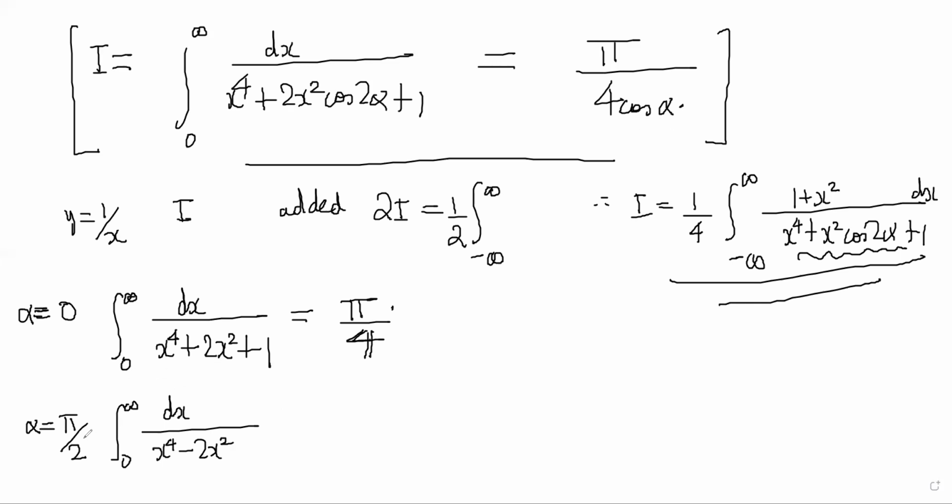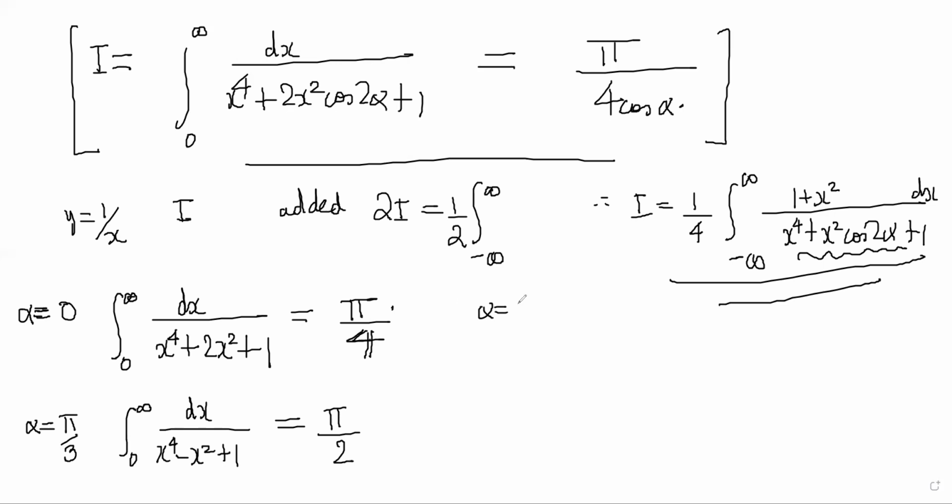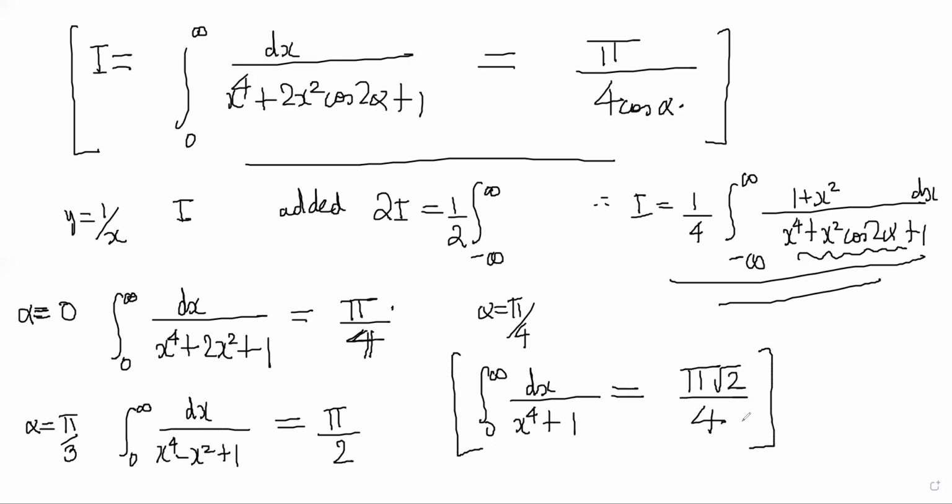So let's do the other integral, which is alpha equal to pi by 3, suppose. 0 to infinity, it becomes dx by x power 4 minus x square plus 1, and that value is becoming, cos pi by 3 is half, so pi by 2, right? And for alpha is equal to pi by 4, we get the integral 0 to infinity dx by x power 4 plus 1, and it comes out to be pi root 2 by 4. That is the third answer that we needed.